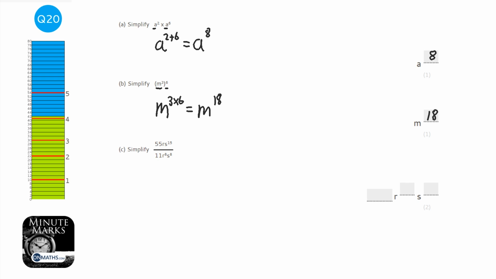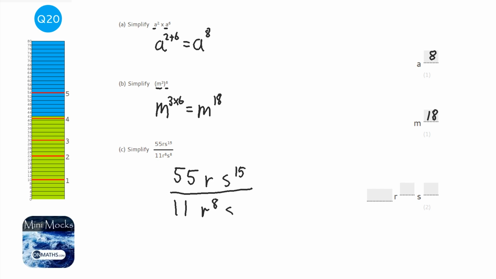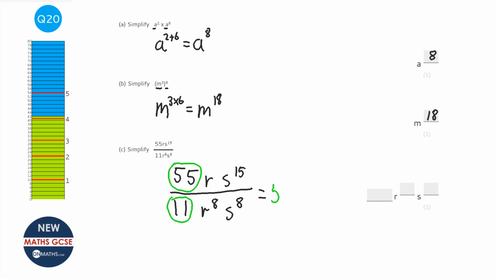Now this last one's a little bit more complicated, and I'm going to write it out so I've got a bit of a larger one to play with. Okay, first thing I focus on is the number. Now 55 over 11, so I know that 55 divided by 11 is going to be 5. 55 divided by 11, that's all we've got to do.